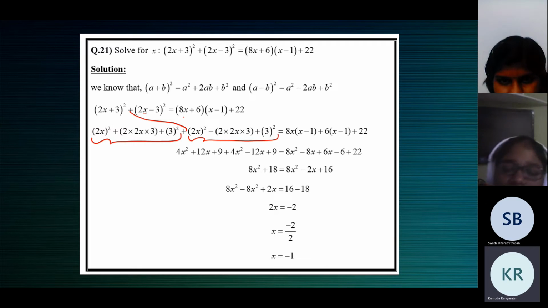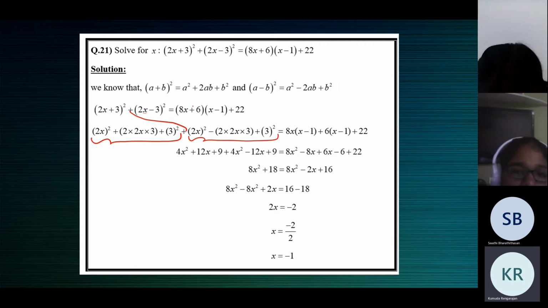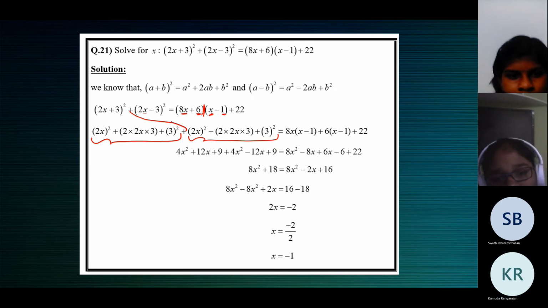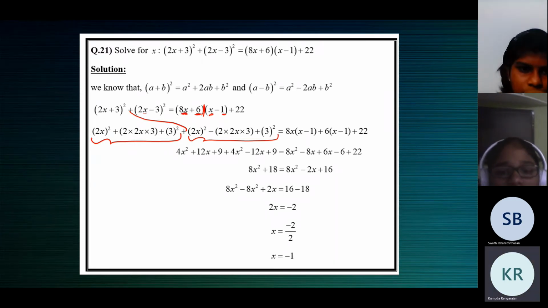Then in the RHS we have two brackets. We have a binomial here, two terms, and they have to be multiplied. You can see it here, (8x + 6) into (x − 1). There is no sign in the middle. It's multiplication. (8x + 6) into (x − 1).